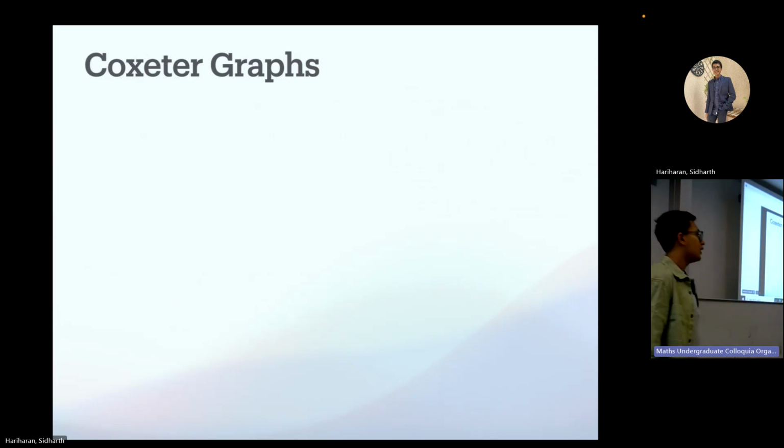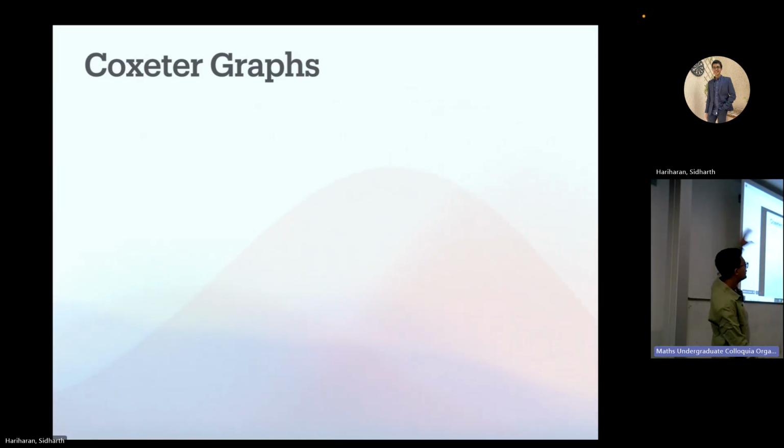So now we're ready for our final ingredient of the classification. If you remember, I said we start off with Coxeter groups, then we have positive roots.